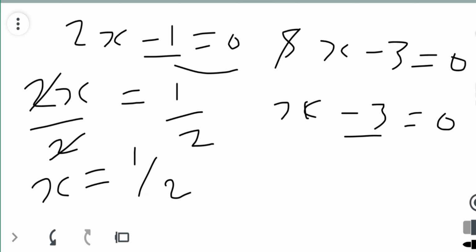As well, from x minus 3 equals 0, I'll just take this minus 3 to this side, so I'll be having x equals 3. Which means x equals 1 over 2 and as well x equals 3. So we are solving the quadratic equation using factorization method. You can see it is simple, right? We've solved like 3 questions using a factorization method.